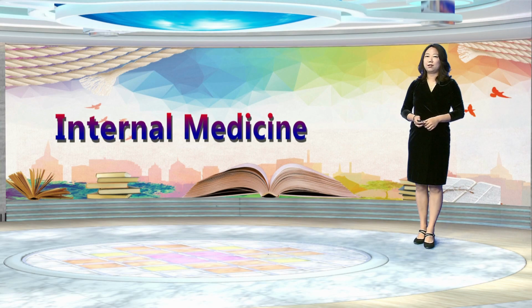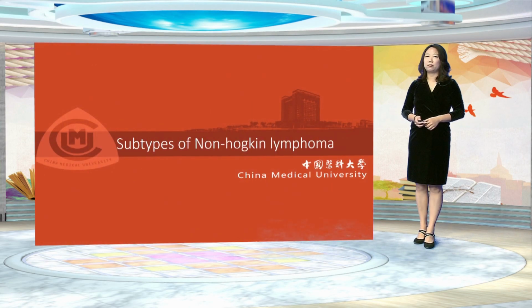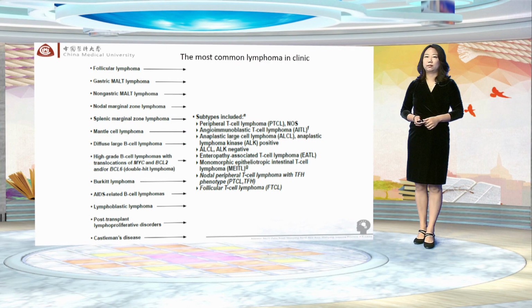Now we are going to talk about the specific subtypes of non-Hodgkin lymphoma. The most common lymphomas are listed here. On the left side, the B-cell lymphomas, which include diffuse large B-cell lymphoma, follicular lymphoma, MALT lymphoma, mantle cell lymphoma, high-grade B-cell lymphoma with translocation of MYC and BCL2 or BCL6.